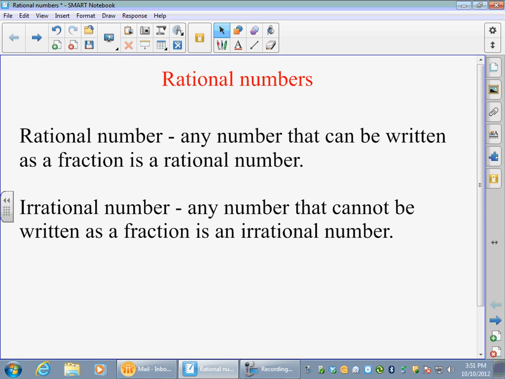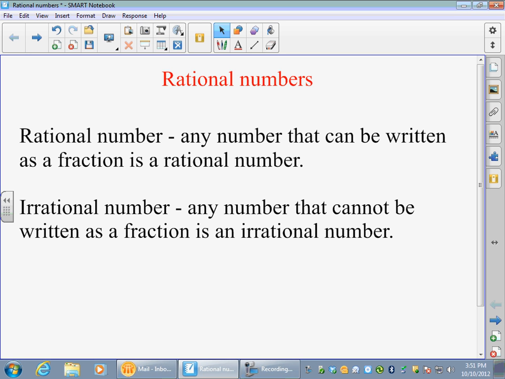A rational number is any number that can be written as a fraction. That's it. If you can write it as a fraction, then it is a rational number. An irrational number, then, would be the exact opposite. If rational can be written as a fraction, then irrational must be something that cannot be written as a fraction. And that's all there is to it.